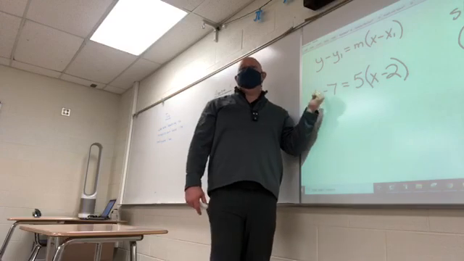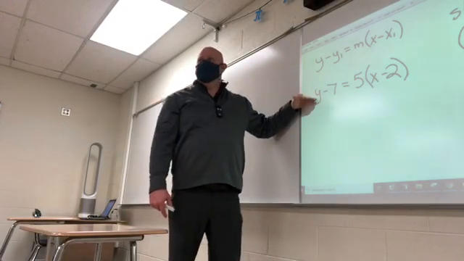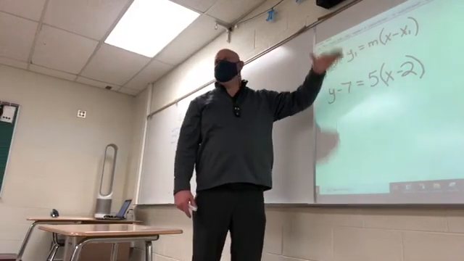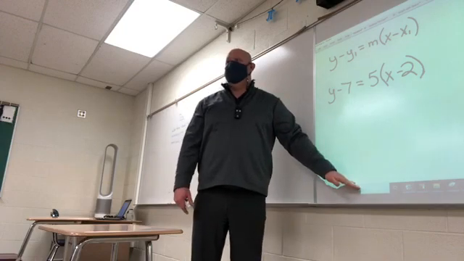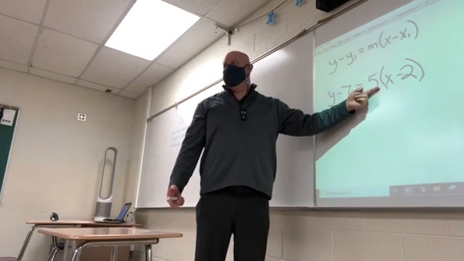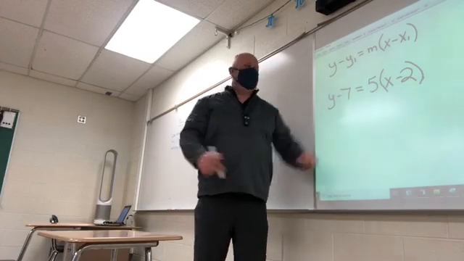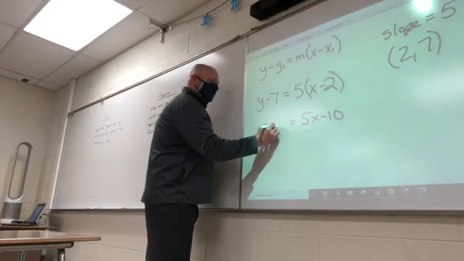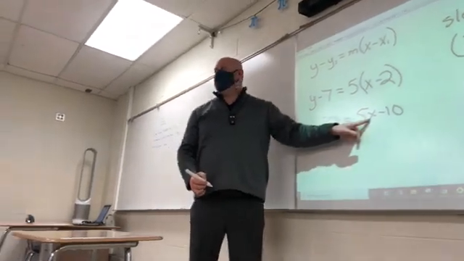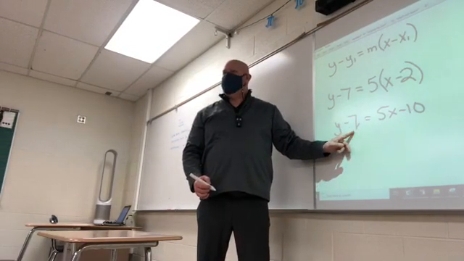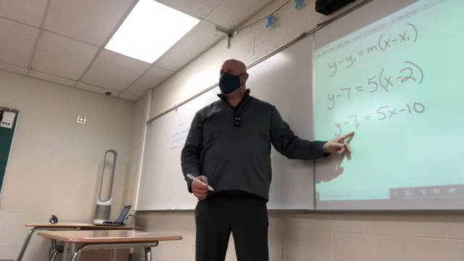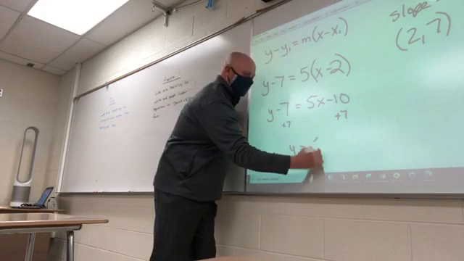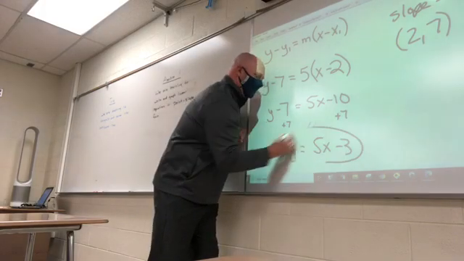Now, can you put equations in point slope form into slope intercept form? Can I go from this form into y equals mx plus b? Absolutely. What do you think I have to do to this side? Just distribute. So if I distribute, I'd get 5x minus 10 equals y minus 7. So I just distribute that side, and then how do you get rid of the minus 7? You add the 7. So I would get y equals 5x minus 3.